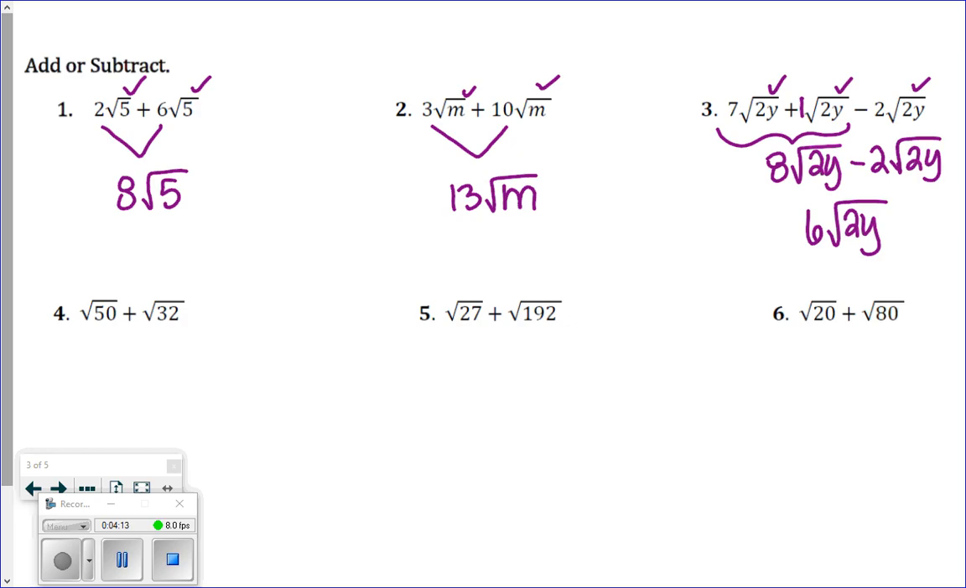But we will always have to simplify our answer anyway. As we simplify, we may discover that we have some hidden radicals that we didn't know about because they weren't simplified yet. So look at what I mean on number 4.